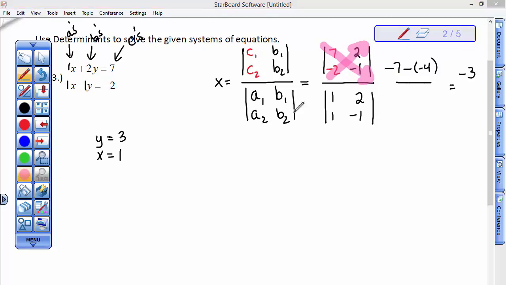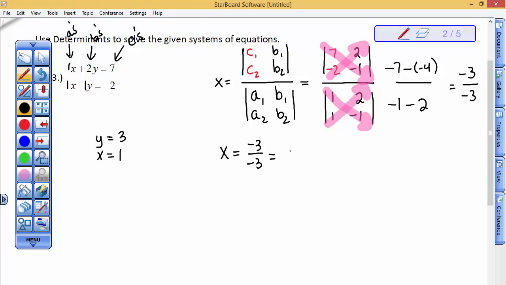Downstairs, this product is a negative 1, and then I'm going to subtract this product, which is a positive 2, subtract 2, and when I divide by a negative 3, I find out that x is equal to a negative 3 divided by a negative 3 is a positive 1.